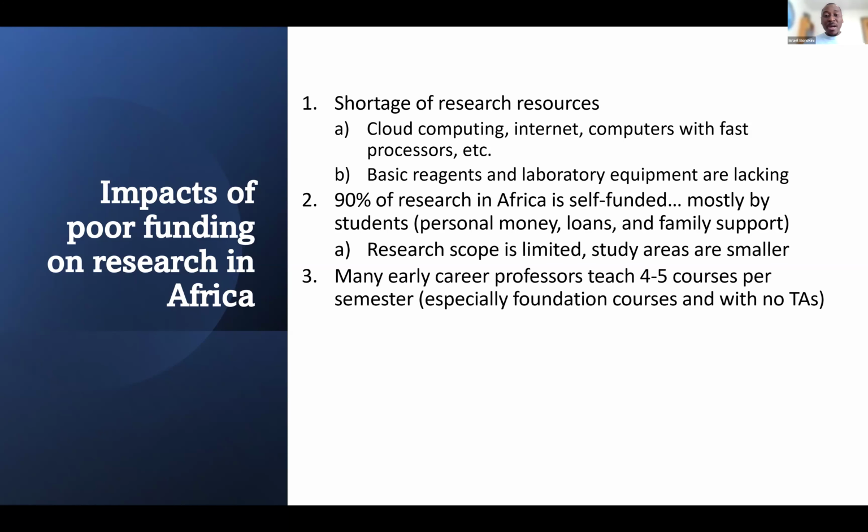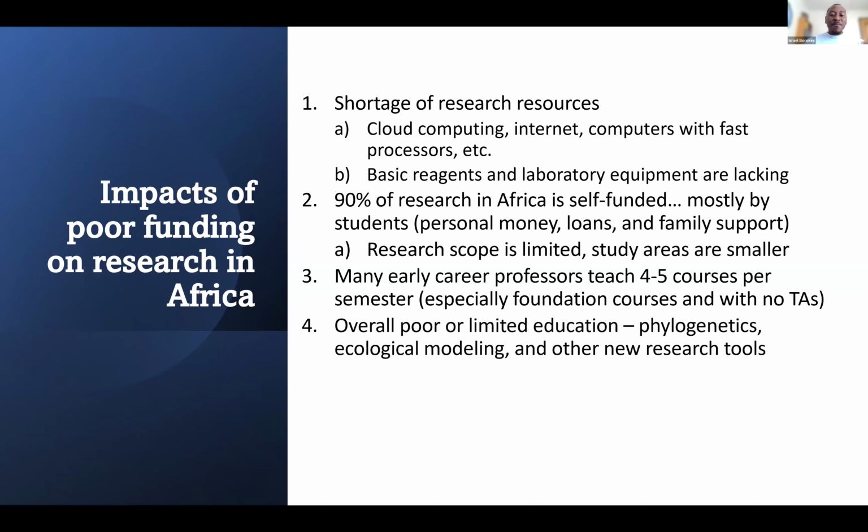I have a lot of colleagues who are early career scientists, professors in African universities. They have to teach 4 to 5 courses per semester, especially foundation courses where they have 300, 500 students in the class and they don't have TAs. Unlike us in the US, any class that is more than 30 students, you must have a graduate teaching assistant helping you. Many of my colleagues at the same level as me, assistant professors in African universities, teach 4 to 5 courses per semester and they don't have TAs. How do you expect that person to have time to do research when they spend so much time teaching a lot of classes?